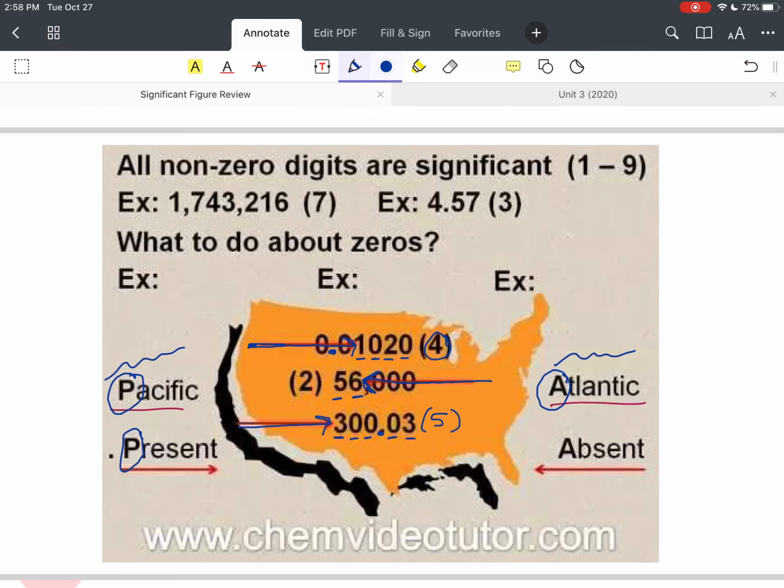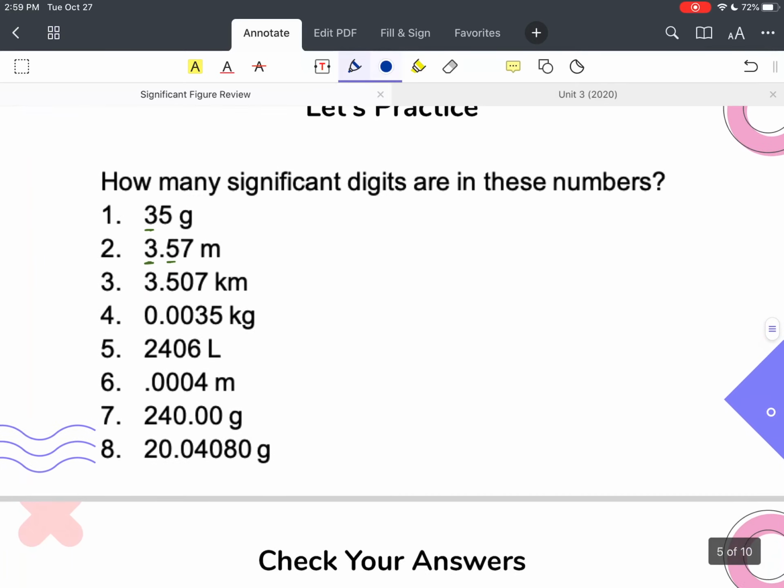Once I get to that 6, I can start counting. So there's 2 significant figures. Okay, so let's do a couple practice.